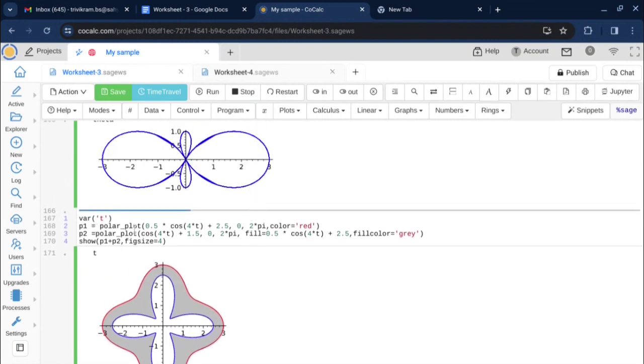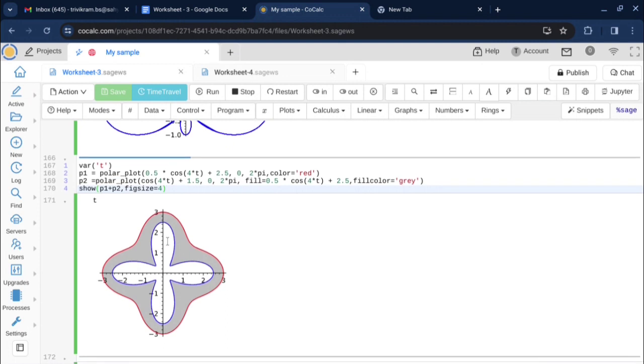So in plot 1 I have taken 0.5 into cos 4t plus 2.5. This is one graph I have taken between 0 to 2 pi, and the color red I have taken, and one more curve I have taken as 4 cos 4t plus 1.5, having the interval 0 to 2 pi. Filling is 0.5, that means I have to fill this curve with shade as gray. So I am going to club these two, so we'll get the polar plot like this.